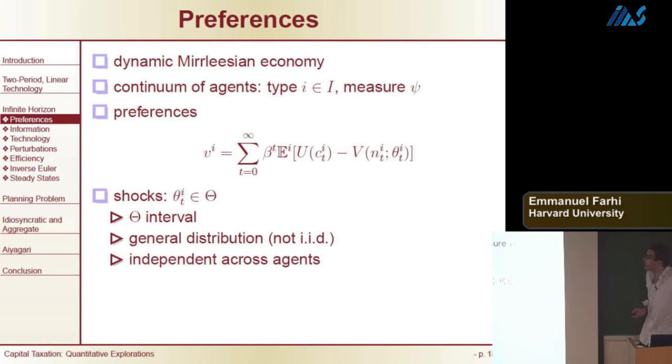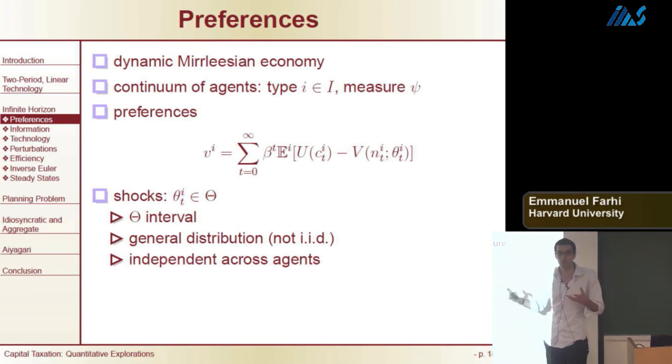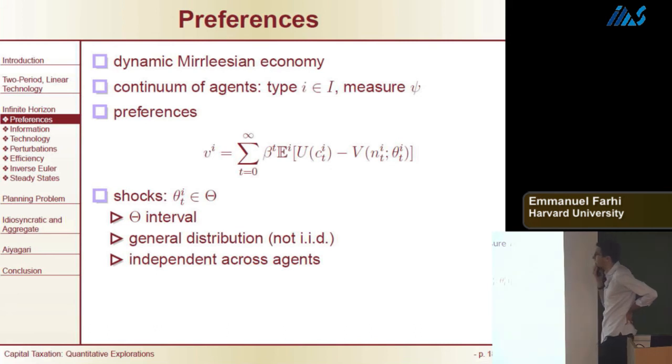All right, so let me now move to the environment that I'm interested in. I'm going to apply the tools that we developed in the two-period model to this more general environment. So the model is going to be dynamic. There's going to be a continuum of agents, and they're going to have different types. The types index the extent of heterogeneity, and they are going to be distributed according to a measure psi.